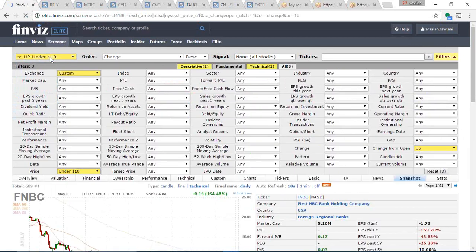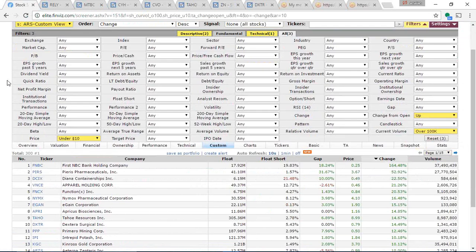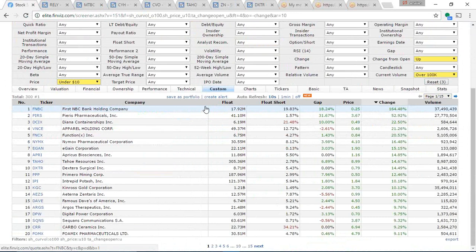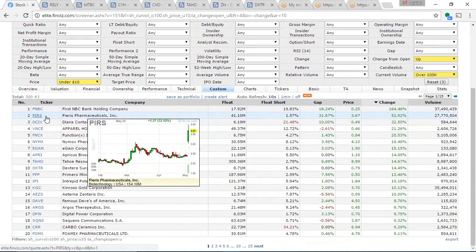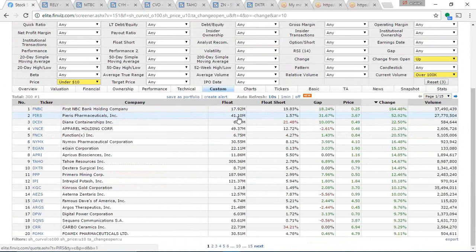It will be a low float bio company. So for example, FNBC would have been a great one, which you would have made money on today. PIRS would not have been, because if you look at the float, that's 41 million. Yes, the stock went up 31.6%, but the float was 41 million. So that means the minimum volume for you to have any big moving action will be 41 million for that day.